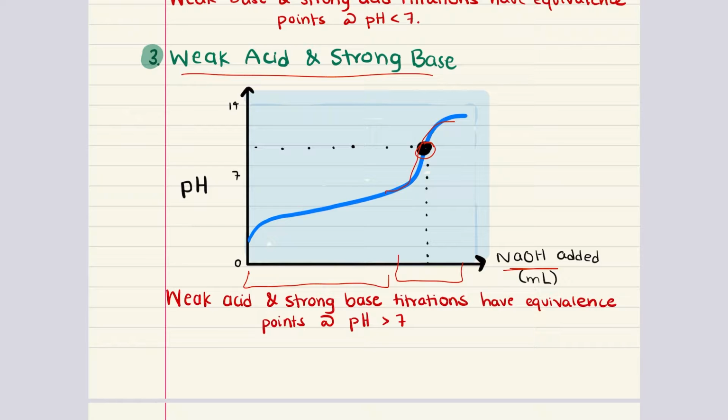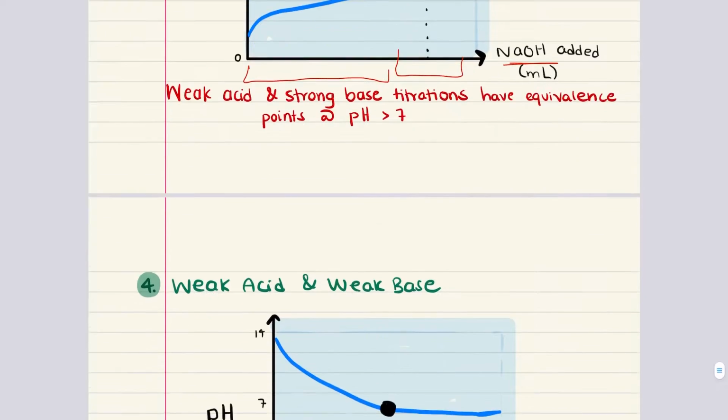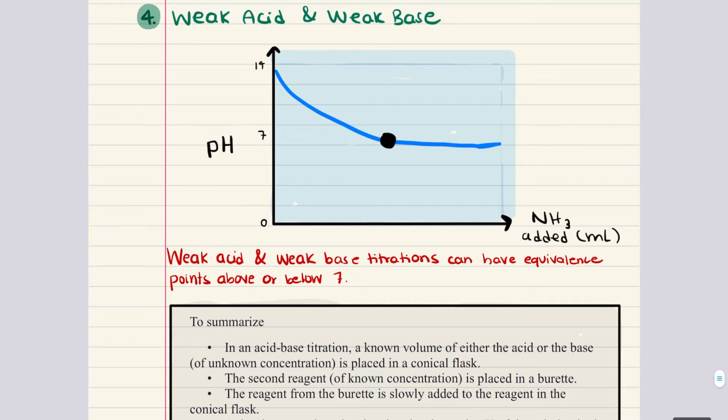Now, the equivalence point occurs when the moles of sodium hydroxide added equals the moles of hypochlorous acid initially present. For a weak acid strong base titration, the equivalence point is slightly above pH equal to 7. So it's a little bit above pH 7 because the product of the reaction is the conjugate base, which is slightly basic. Now, our last category is weak acid and weak base.